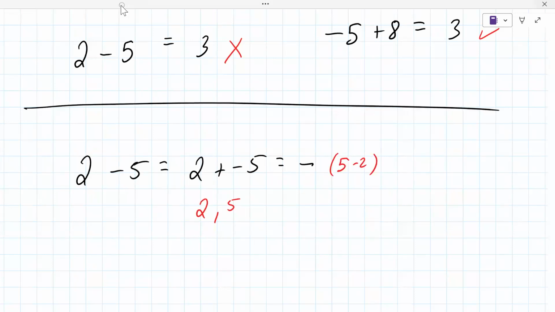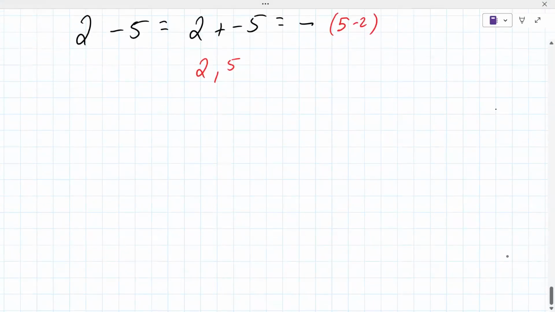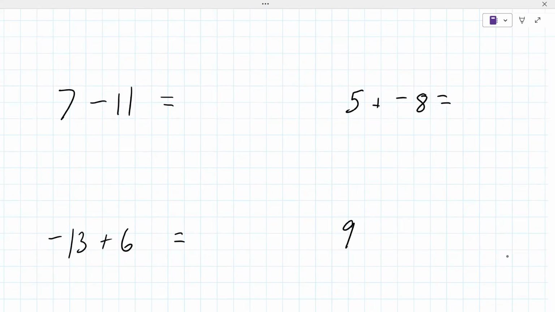Here's what I'm gonna do now. I'm gonna give you some new problems, give you a chance to redeem yourself here. So let's take a look here. 7 minus 11 equals, -13 plus 6 equals, 5 plus -8 equals, 9 minus 7 equals. All right, go ahead and try these 4 for me, please.